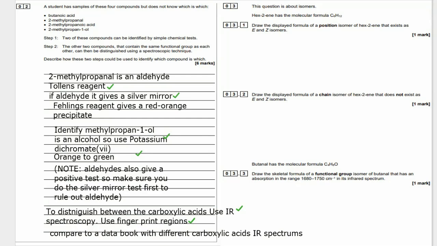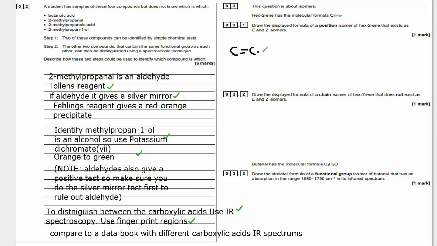Right, let's move on. Question 3. This question is about isomers. Hex-2-ene has the molecular formula C6H12. Draw the displayed formula of a position isomer of hex-2-ene that exists as an EZ isomer. Now, position isomers mean we're going to move the double bond from the position it's currently in. So we want to move that double bond and find a positional isomer that can form EZ isomers. So first of all, I'm going to look at hex-1-ene.